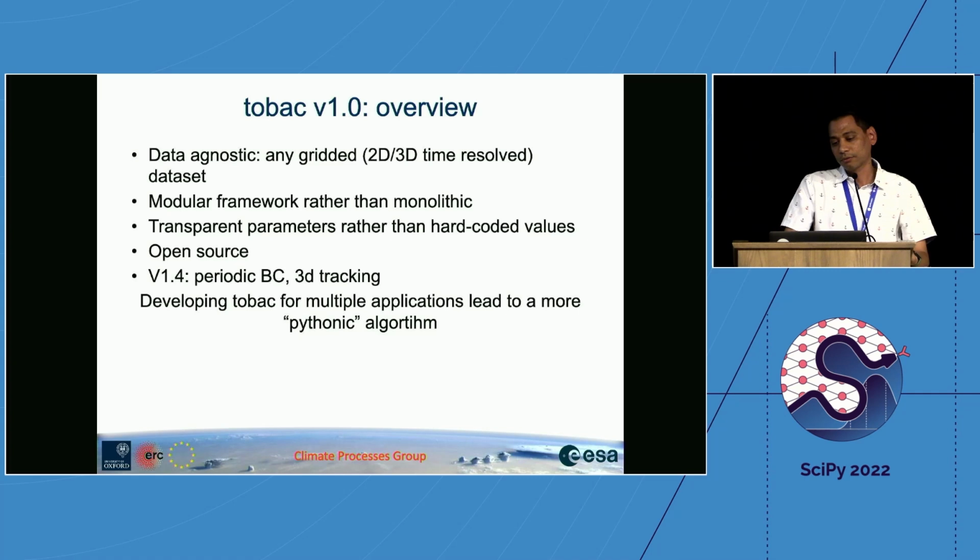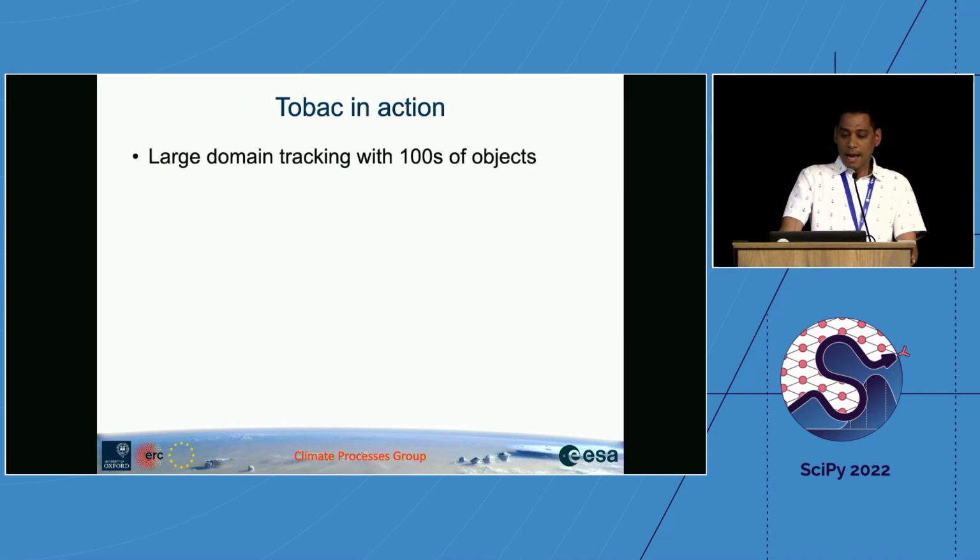Another thing is you may have 3D radar data, which can also be tracked using Tobac now. And because of the modular framework, you can bring your own method for extraction of objects and put it in there. You can also add post-processing methods. We have recently added splitting and merging of the systems into Tobac. And so there are a lot of developments happening.